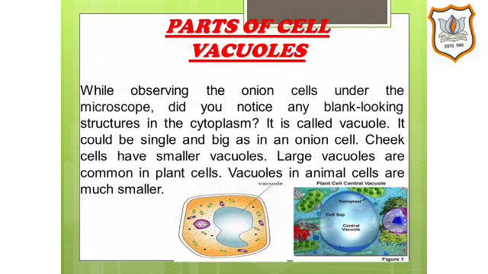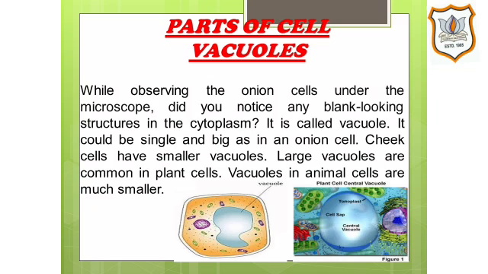Another part of cell is vacuoles. While observing the onion cells under the microscope, did you notice any blank looking structures in the cytoplasm? Students, it is vacuole. Vacuole is a space in the cytoplasm of a cell which is enclosed by a membrane and usually contains substances dissolved in water. A vacuole appears as an empty space under the microscope.